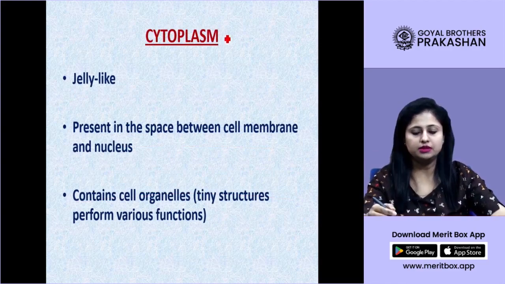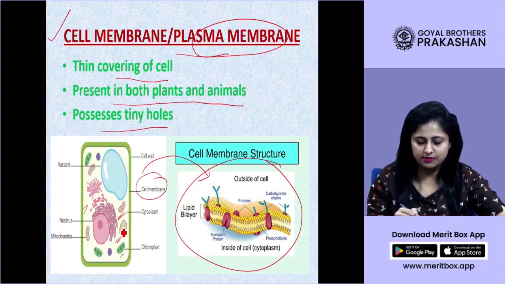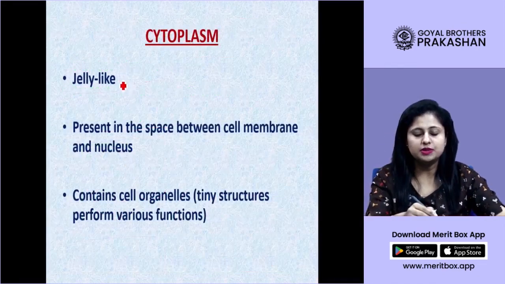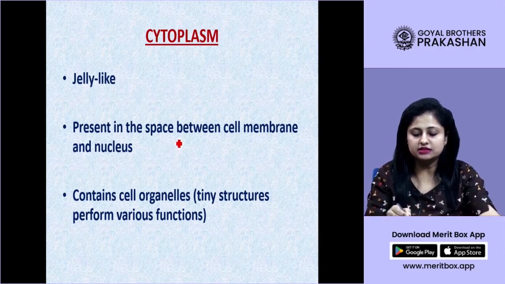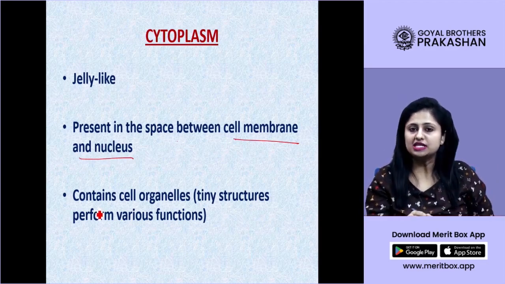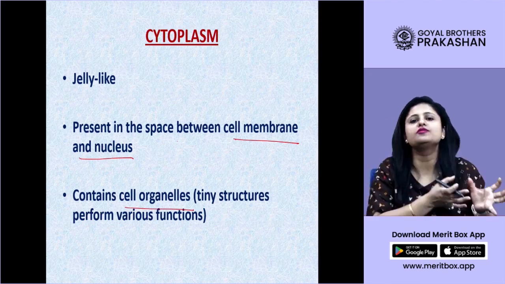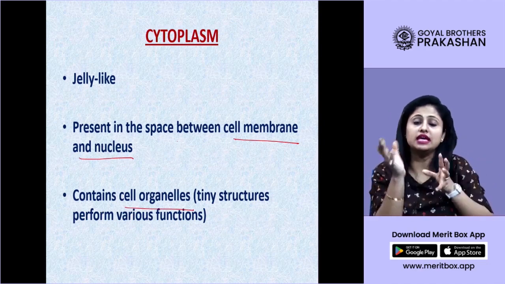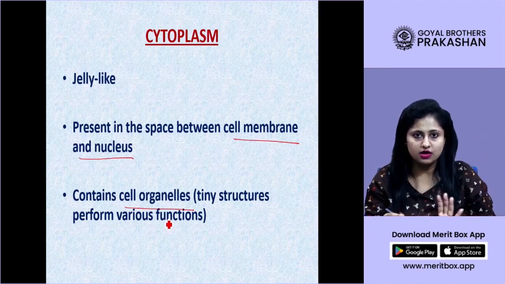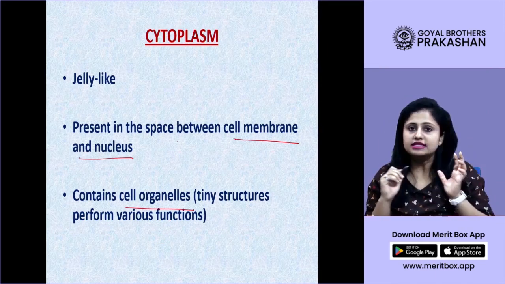Now, come to another part, that is the cytoplasm. If you see this white blank space, this comprises the cytoplasm. Cytoplasm is a jelly-like ground substance, present in the space between the cell membrane and the nucleus, the space which I have just shown you. Cytoplasm contains many cell organelles. These cell organelles are known as the organs of the cell. These small things are present inside the cell, and they perform different tasks. So, these are the cell organelles, present in the cytoplasm.